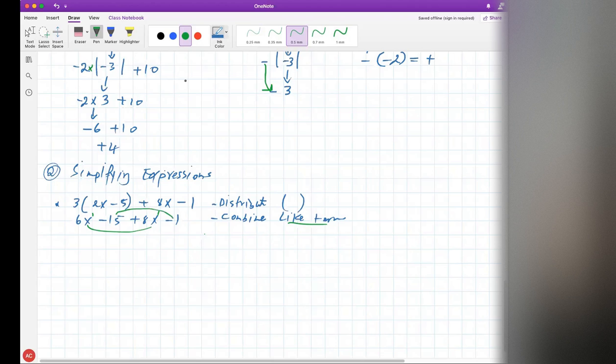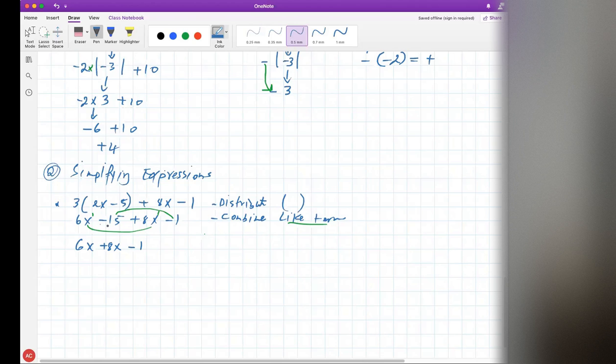They can combine. So we can get 6x combined with this. Basically, it's like moving this next to it, as we did earlier. That's the commutative property. You can move things around. So basically, we're moving this term here with the sign, plus 8x. That's going to be 14x. At the same time, we can move the minus 15 next to this number.